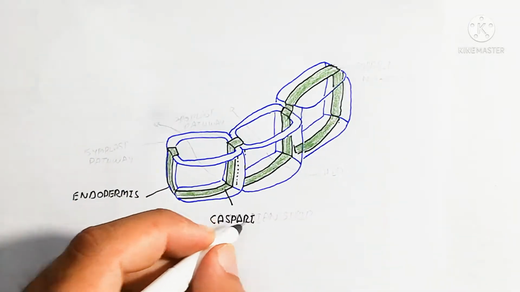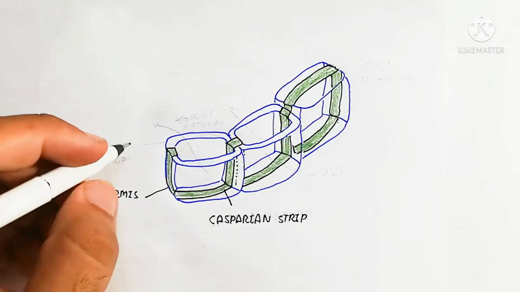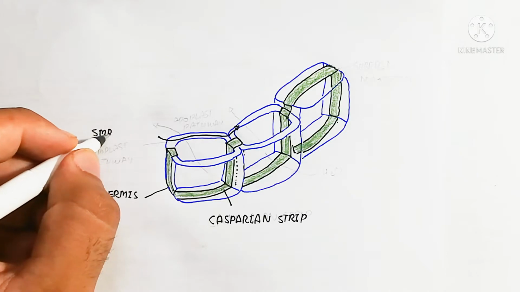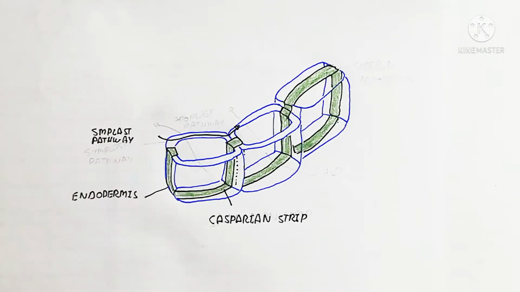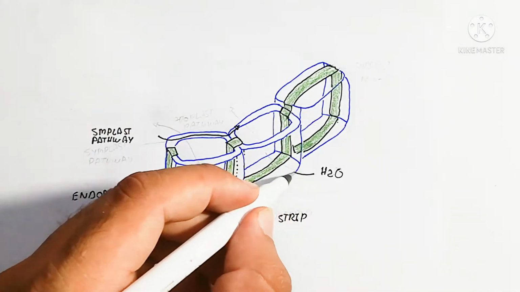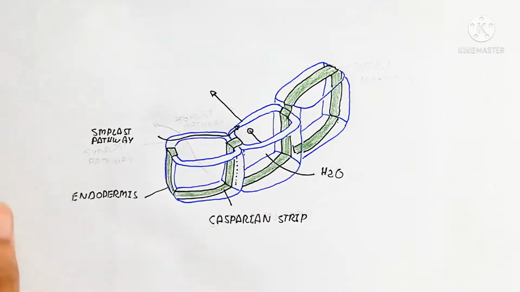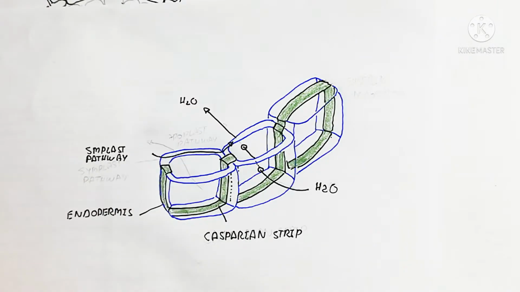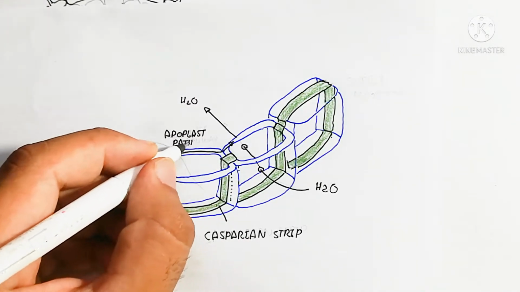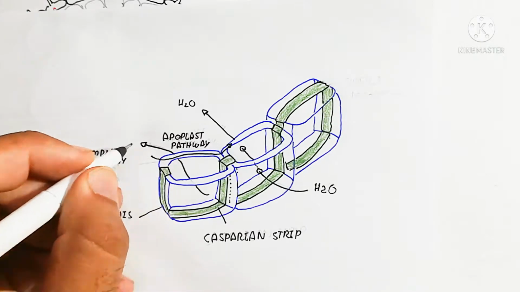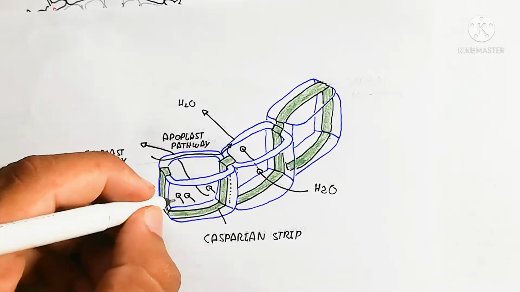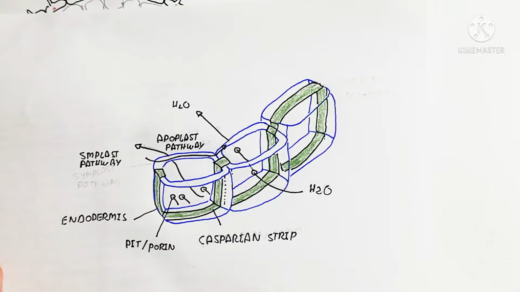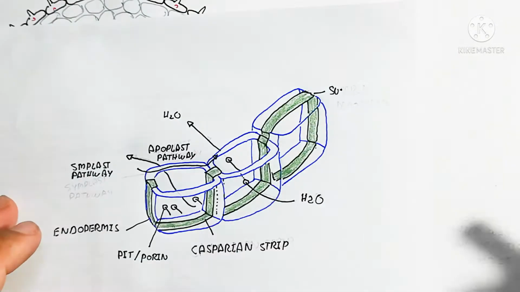Now let's discuss the endodermis. The symplast pathway is the movement of water from cell wall to cell wall. While going into the endodermis, here is the Casparian strip. This waxy strip does not allow the symplast pathway, so the apoplast pathway takes over. The movement of water goes from cytoplasm to cytoplasm, and the endodermis contains pits or pores.